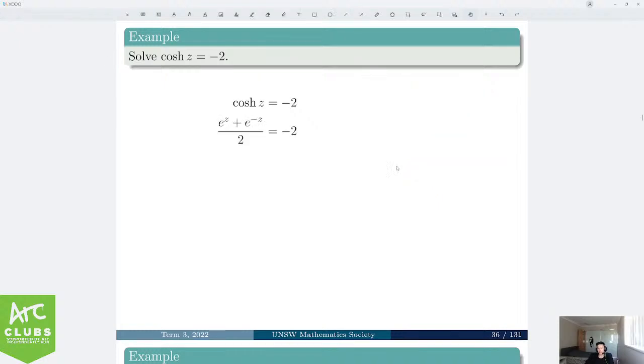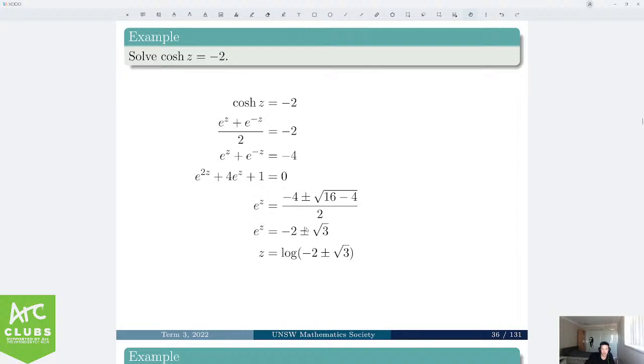So the trick here is to convert cosh into e to the power z plus e to the power minus z, all over 2. Multiply the 2 across and multiply both sides by e to the power z, and that way we get a quadratic in terms of e to the power z. And we can always solve quadratic equations. Just whip out your quadratic formula and we get this thing over here. Now, e to the power z equals -2 plus minus root 3.